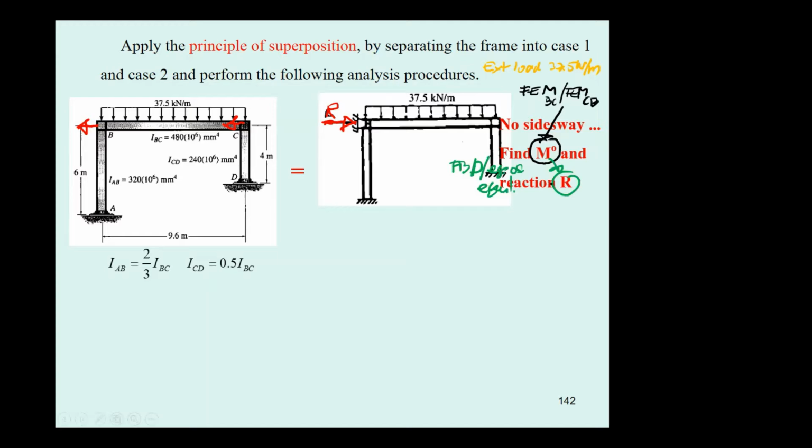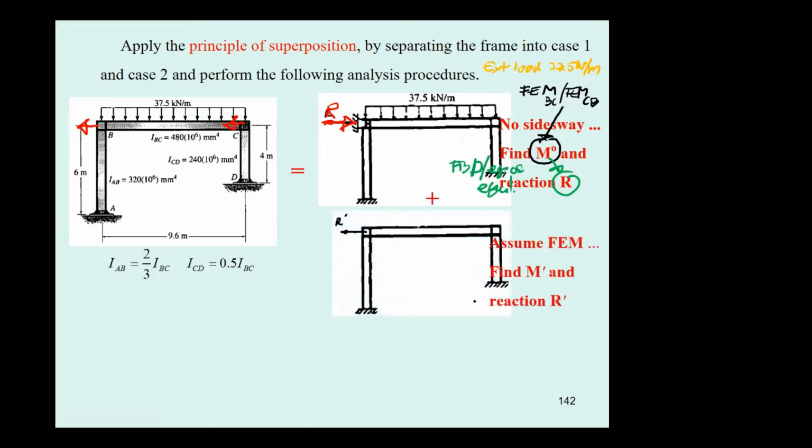And the other frame, we will let the frame have the sidesway. Okay, we have the sidesway. This sidesway delta will be provided by the force of R. But even though you know the force of R, if you don't know the delta, you cannot determine the fixed end moment that occurs in the structure.